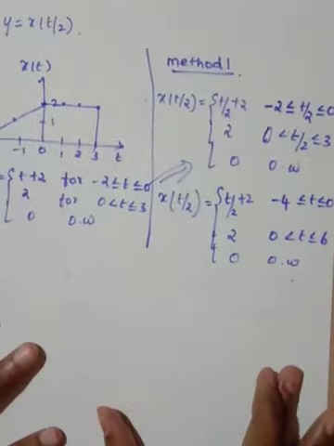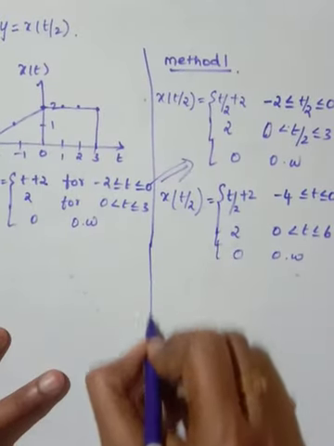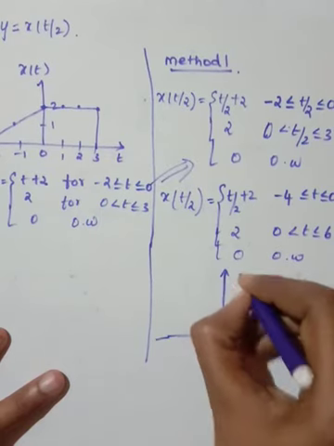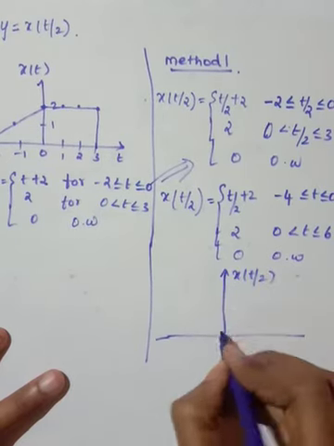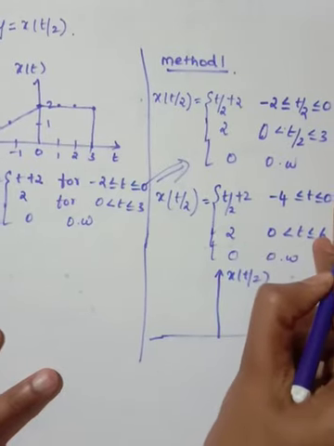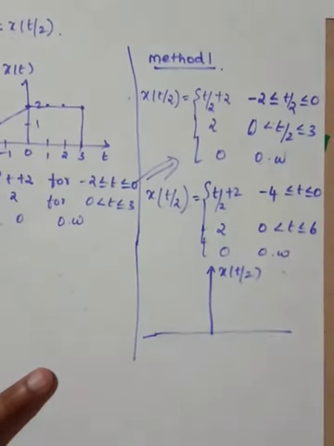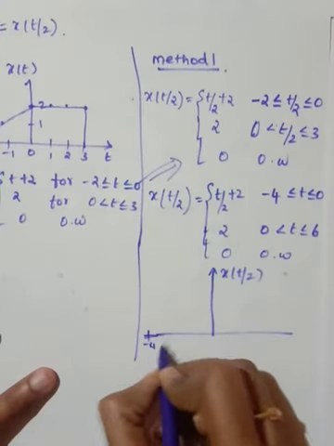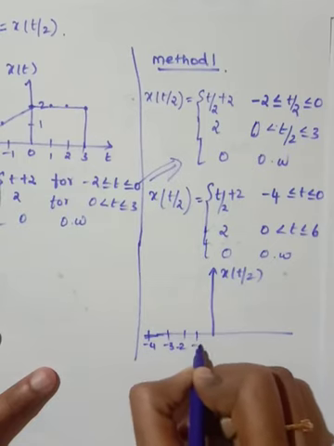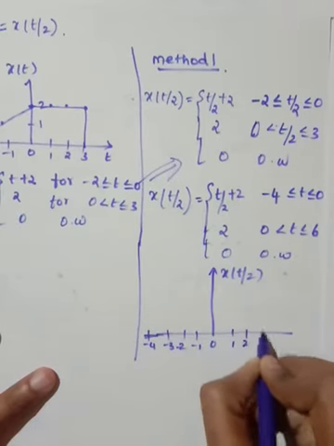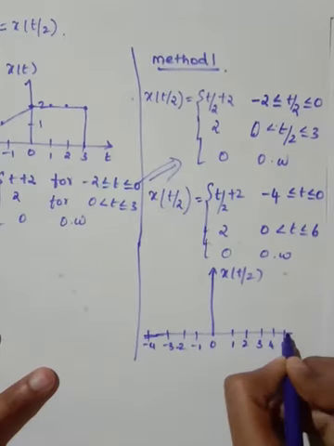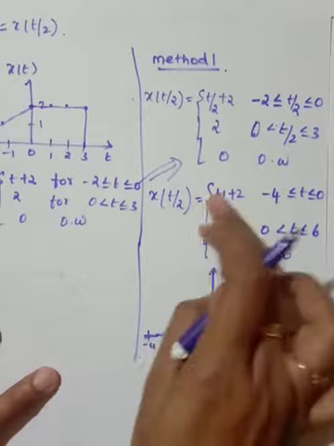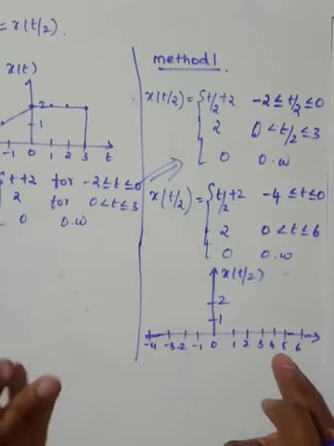Now I need to draw the graphical representation for this. This is your x of t by 2, and see, the range now changes from -4 to 6. Here -4, -3, -2, -1, 0, 1, 2, 3, 4, 5, and now it becomes 6. Here it is 1, here it is 2. This won't change, okay? We are scaling the time alone.